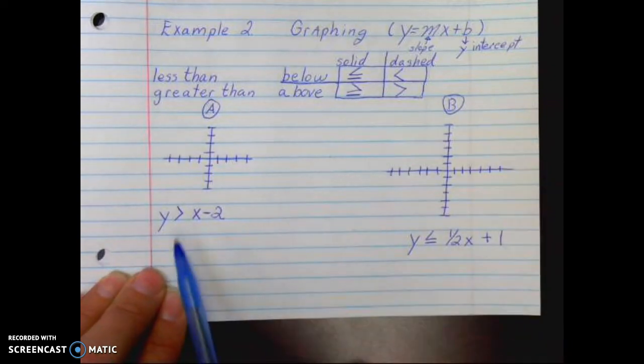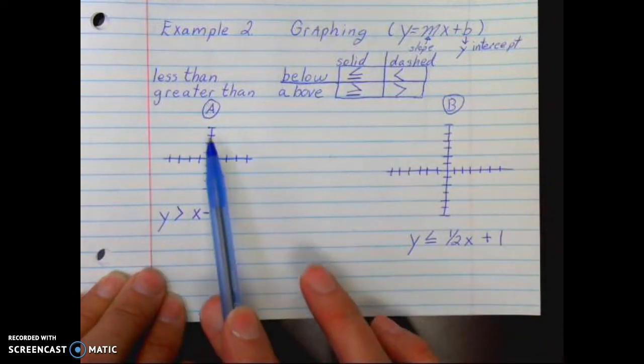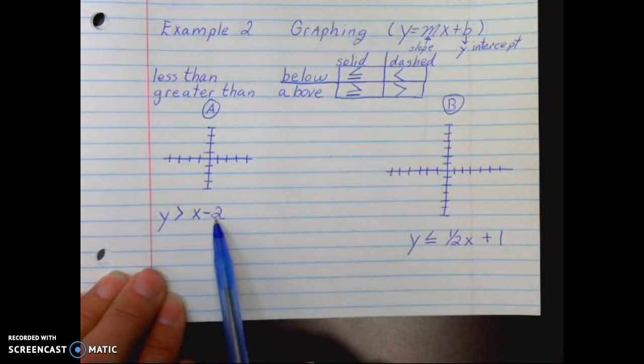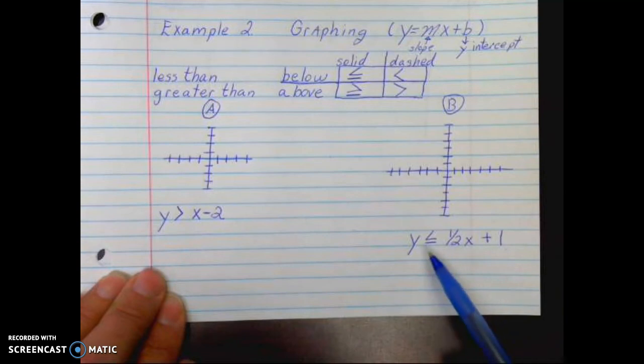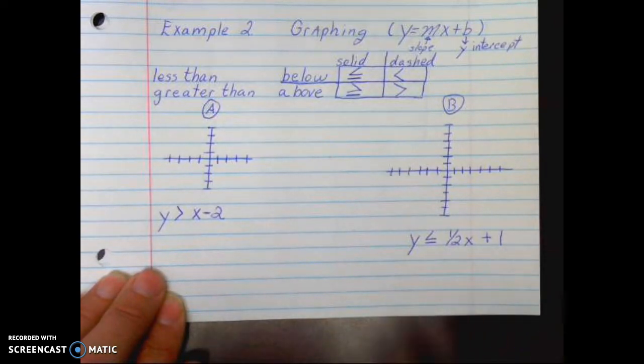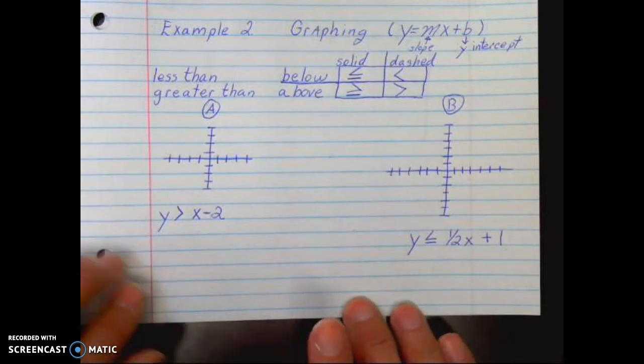And then write down this inequality underneath graph A. So y is greater than x minus 2. And then under B, you're going to put y is less than or equal to 1/2 x plus 1. So take a moment, hit pause, and get these copied down.